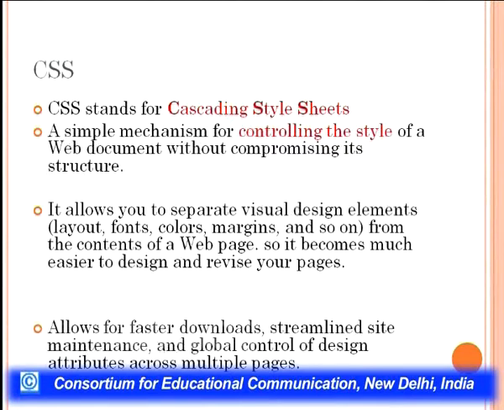So we are going to talk about CSS, which is commonly known as cascading style sheets. This is a simple mechanism for controlling the style of a web document without compromising its structure. It allows you to separate the visual design elements, that is the layout, fonts, colors, margins, etc., from the content of a web page, so it becomes much easier to design and revise your pages. It also allows for faster downloads, streamlined site maintenance and global control of design attributes across multiple pages.